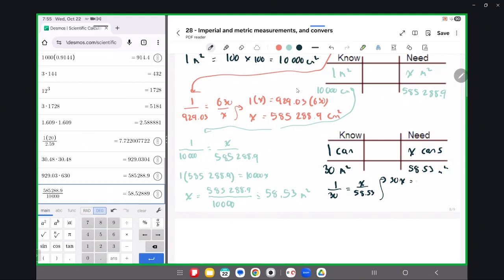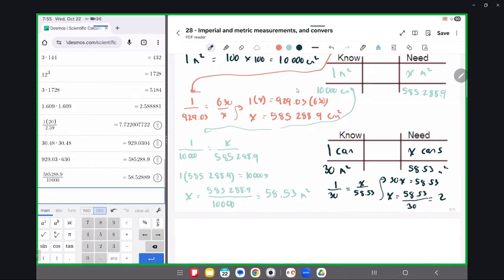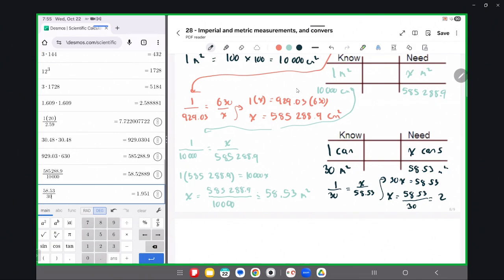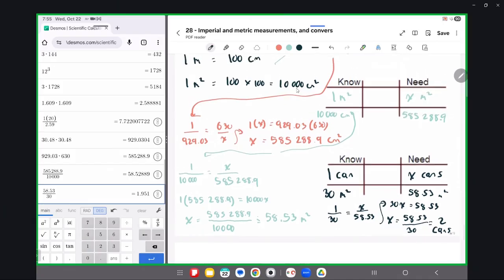So we end up with 30x is equal to 58.53. So x will be equal to 58.53 divided by 30. If we take 58.53 divided by 30, we end up getting 1.951, but you can't go buy part of a can of paint at the store. You have to go buy a full can of paint. Therefore, you're going to need 2 cans.